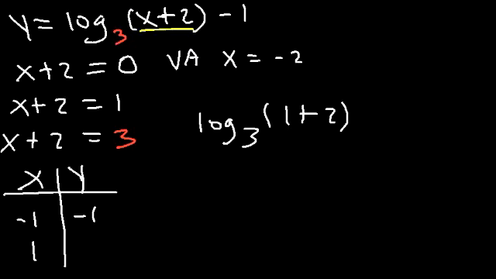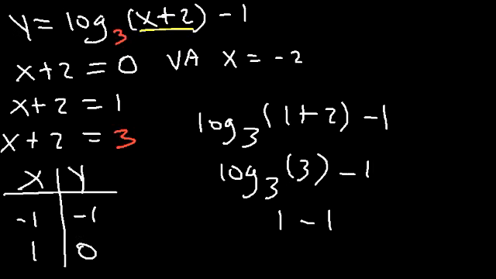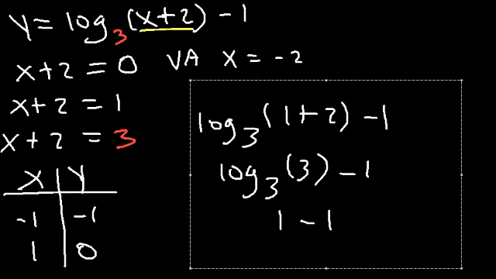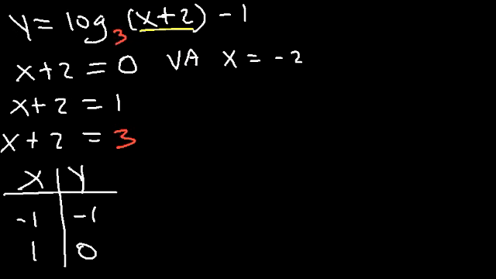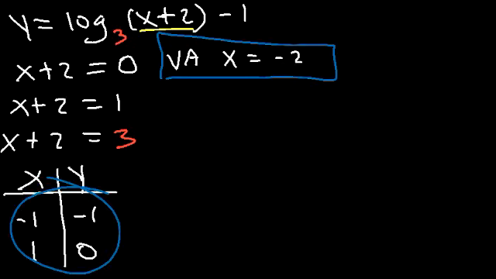1 plus 2 is 3. Log base 3 of 3 is 1. 1 minus 1 is 0. So all you need really to draw a nice sketch is the vertical asymptote and 2 points. If you have that, it's always going to work out.